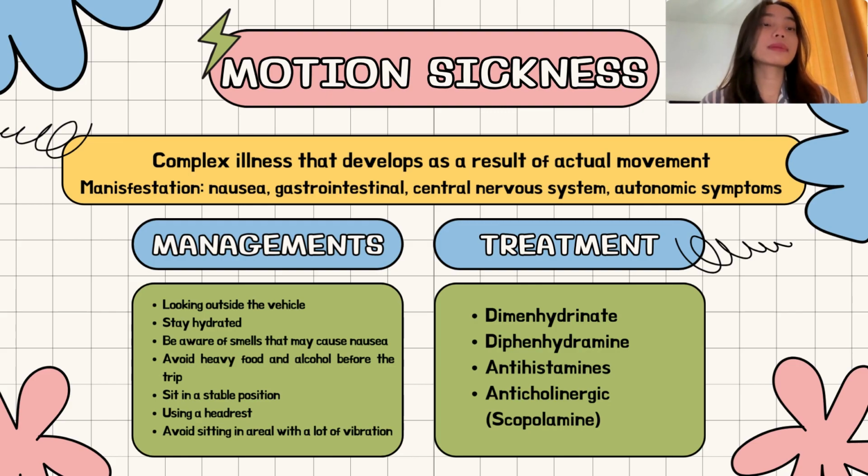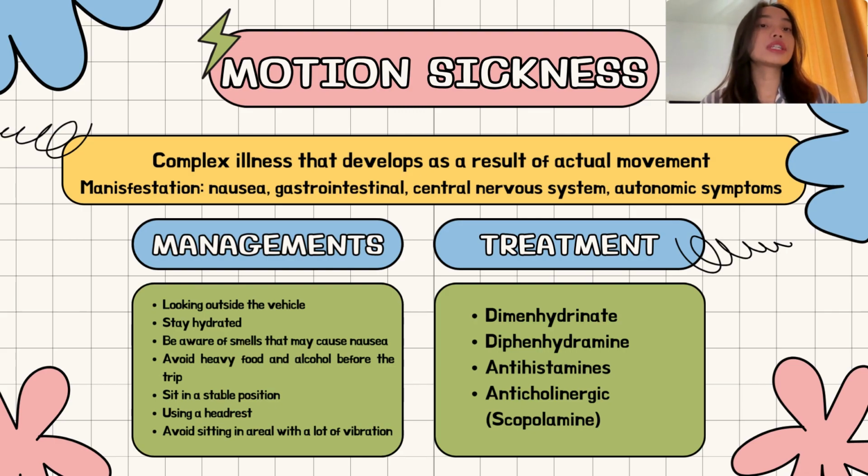Hello, my name is Jenaka Pramesti with the last three digits number 208. So now I'm going to explain about the medical condition during travel in elderly, especially motion sickness. So motion sickness is a complex illness that develops as a result of actual movement that occurs while traveling by air, sea, or land, as well as while riding in a car or train. The most common symptom of motion sickness is nausea.